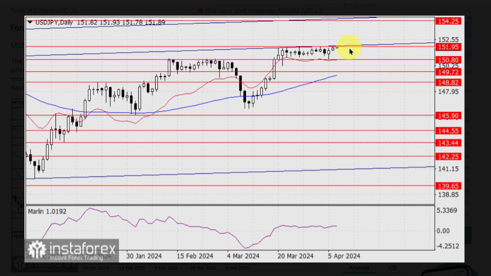The signal line of the Marlin oscillator is directed upwards in the positive territory. Consolidating above 151.95 will pave the way for the price to hit the target level of 154.25. A downward movement is possible after the price breaks through 150.80. The pair has a good potential to rise.